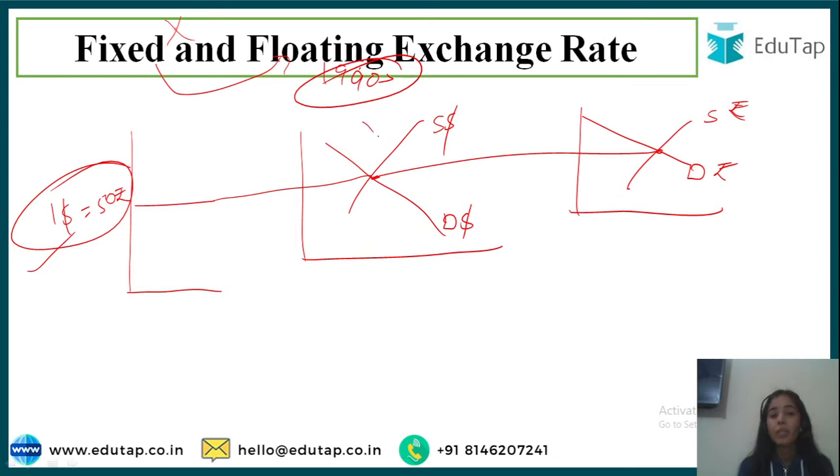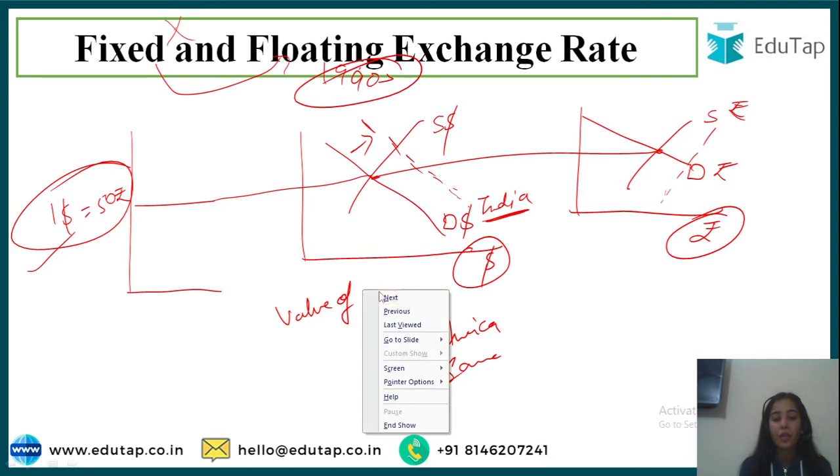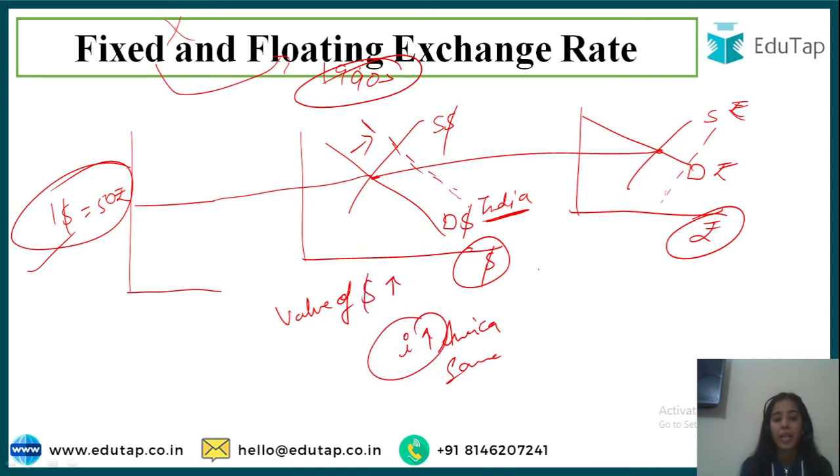But what if the demand for dollars increases in India? India is demanding the dollar. We are taking only two currencies now. And what if the demand for dollars by Indians increases, because maybe the interest rate is higher in America and we want to save in America? So the demand for dollars has increased, or we can say the supply of rupees has increased. Demand of dollar increases means the value of the dollar is higher, and the value of the rupee against the dollar decreases.